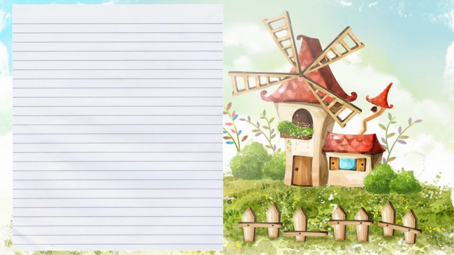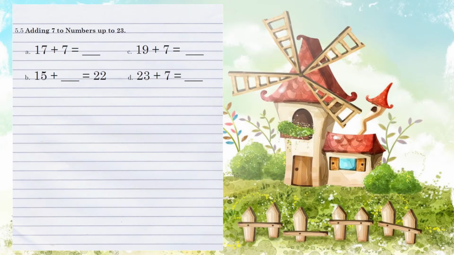Unit 5.5, adding 7 to numbers up to 23. Example A, we have 17 plus 7. Let's combine our ones positions together. 7 plus 7 being 14. We're going to write down the 4, carry the 1. Then we have the 1 plus the 1 is a 2 for an answer of 24.